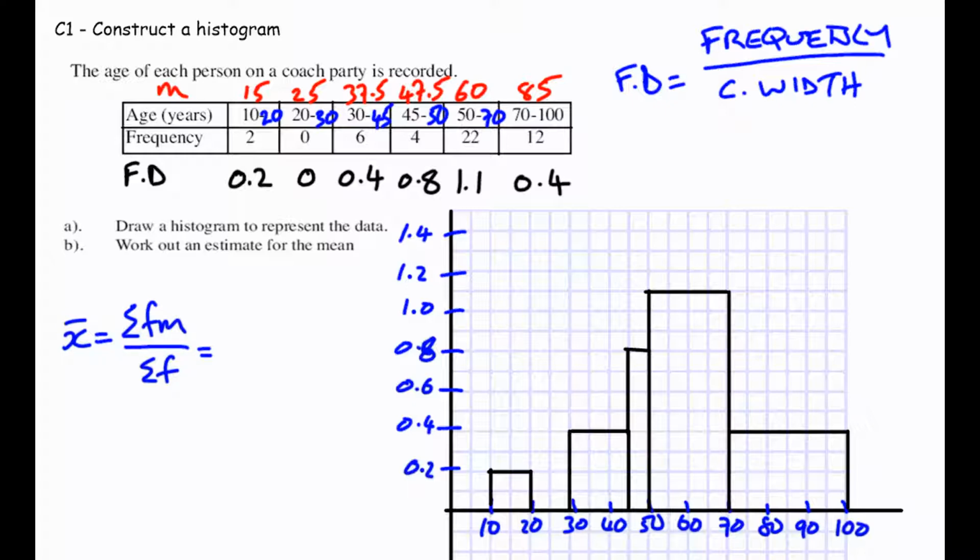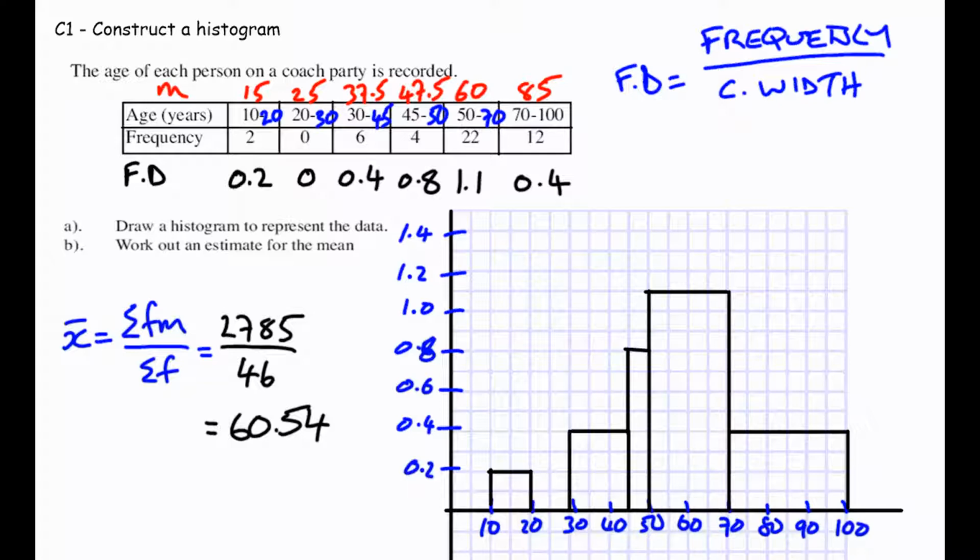A little bit of calculator work here. So what do we get from that? 2785 all over 46 gives me an answer of 60.54 as an estimate for the mean. You know it by now already. Let's do a quick sense check. Is that going to be a sensible answer?